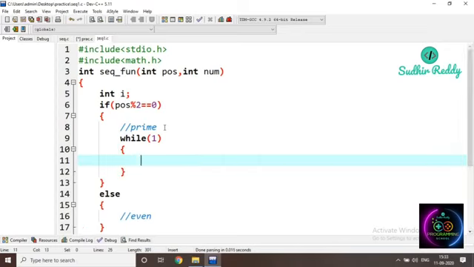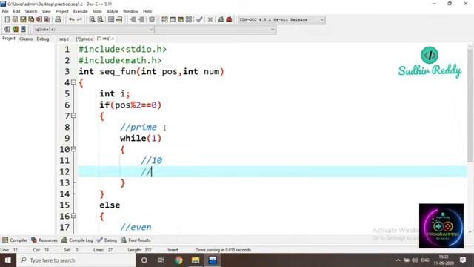In the infinite loop, I am going to write some condition where I have to stop this loop. For example, if the position is 10, I am going into the infinite loop. And what is the initial value? What is the first prime number? The first prime number is 2.